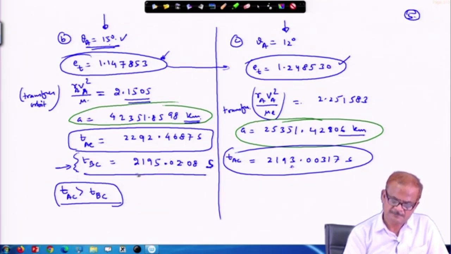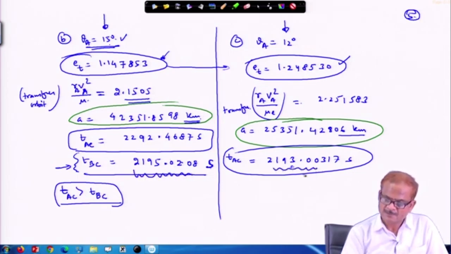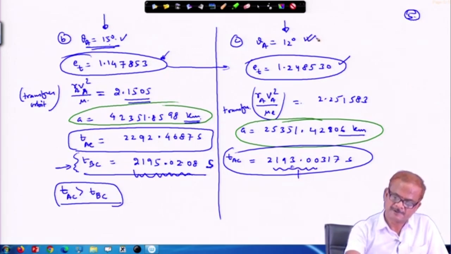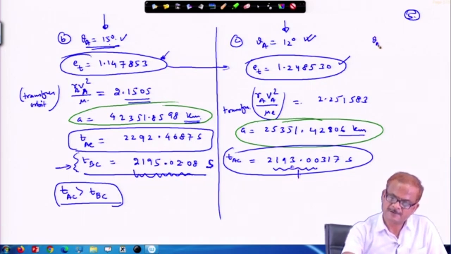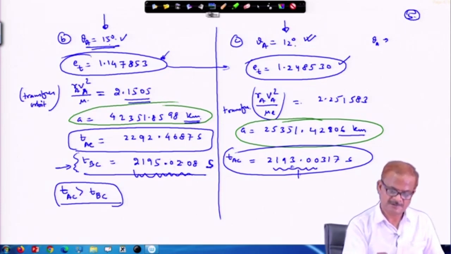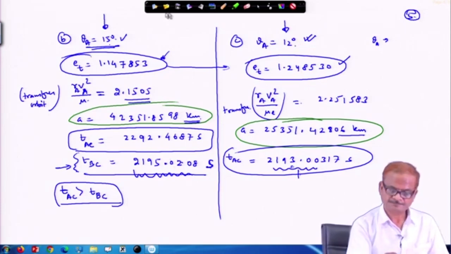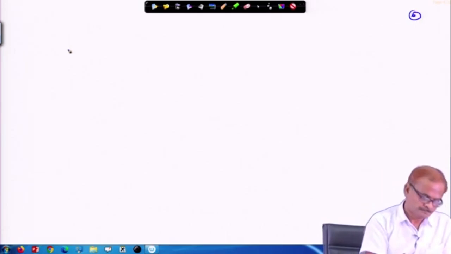Okay. So, that means by now you might have realized that this orbit corresponding to theta equal to 12 degree is a little faster. So, we have to make it a little slow. That means theta A I need to choose a little greater than 12 degree. Okay. So, in the next trial, we choose theta A equal to 12.06 degree.